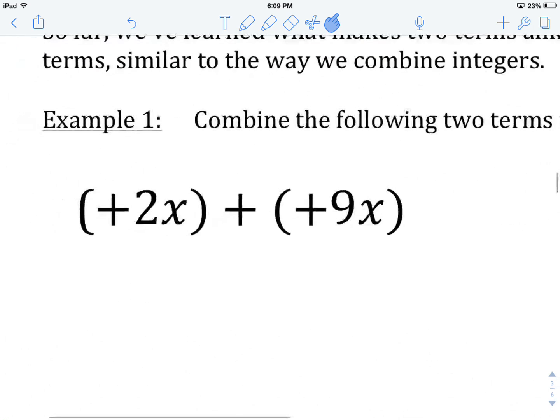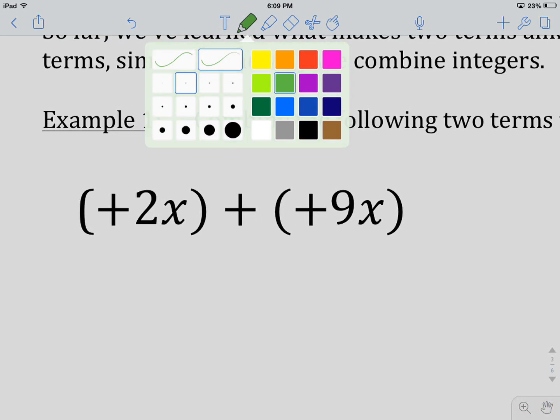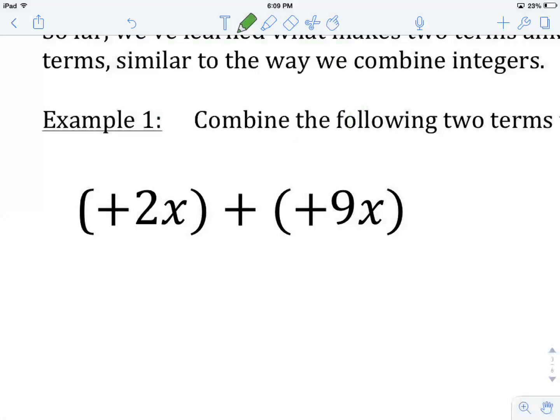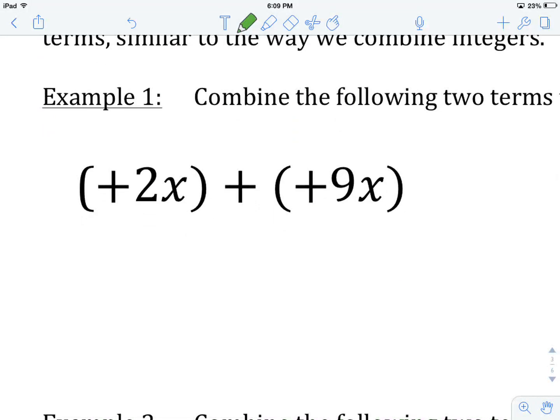So here's our first one, 2x plus positive 9x. Combining like terms is just like combining integers, and I'm going to spend a little more time on this first one. We're going to go back to older discussions about integers and the way that we would combine them. We are going to talk about x's. Remember, because the terms are alike, the number that we don't know is identical. It's the same quantity.